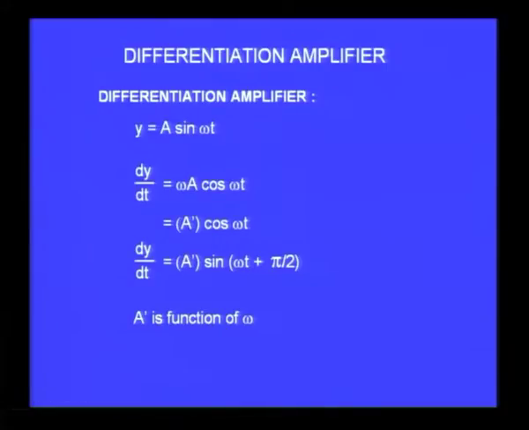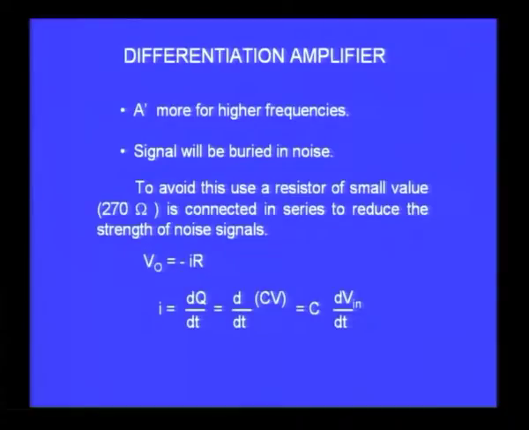But it has a very specific consequence. This a prime, you might recall, is nothing but omega multiplied by a, where omega is the angular frequency 2 pi f, where f is the frequency of the input. So the amplitude is going to be a function of frequency. Now this has some very important consequence. The value of a prime is no more going to be a constant.